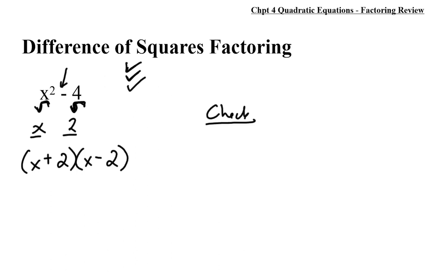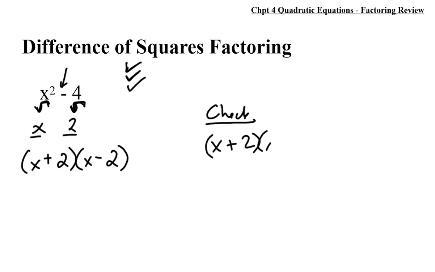There's the two terms. We put an x and a 2 into each binomial with one of each sign, a positive and a negative. That's it for difference of squares factoring. It's that simple if you know to recognize it. Double check it. Let's do a check. And why does it work?